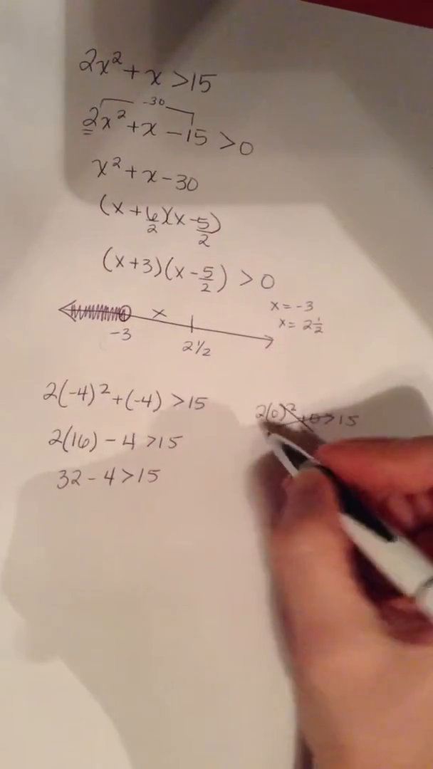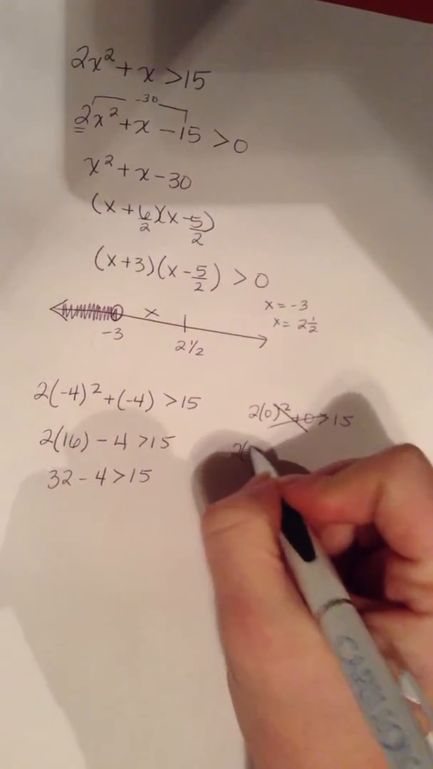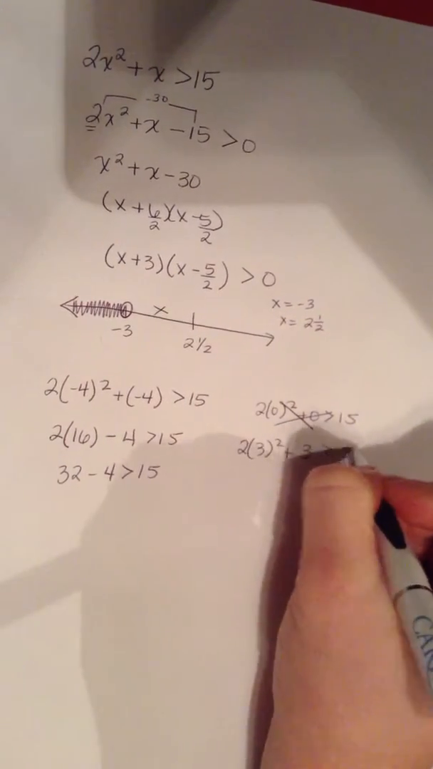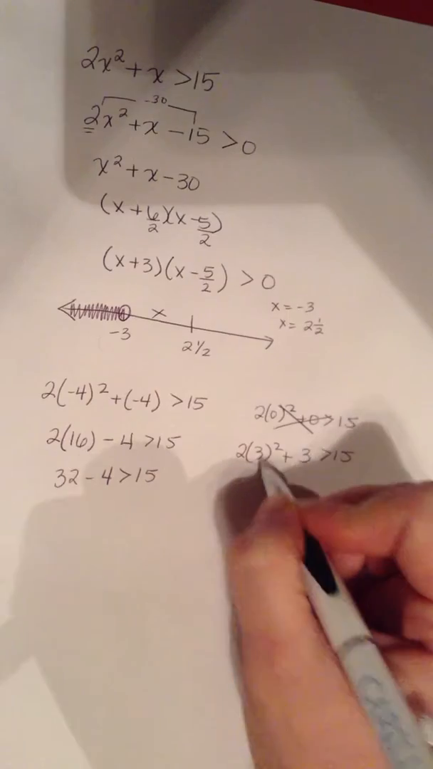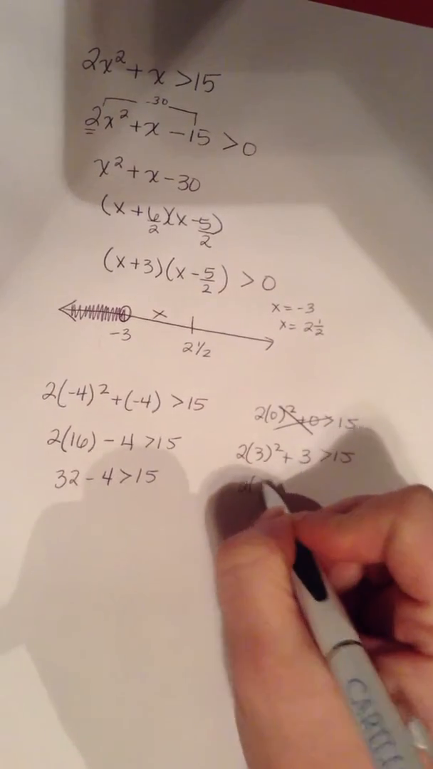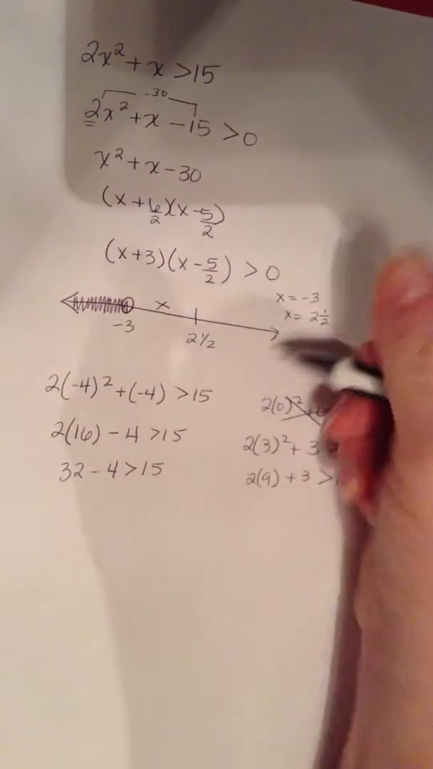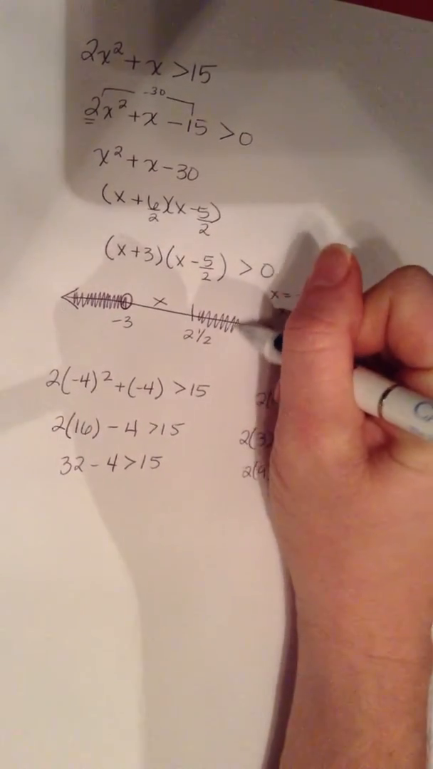And anything to the right of 2.5, so we'll do 3. 2 times 3 squared plus 3 needs to be greater than 15. Well, 3 squared is 9, so 2 times 9. That's 18, and that's already greater than 15, so this area is shaded as well.